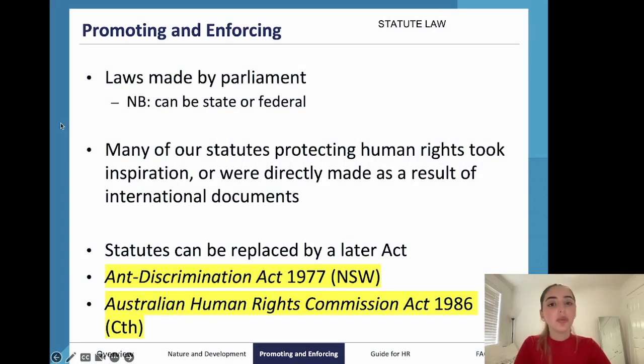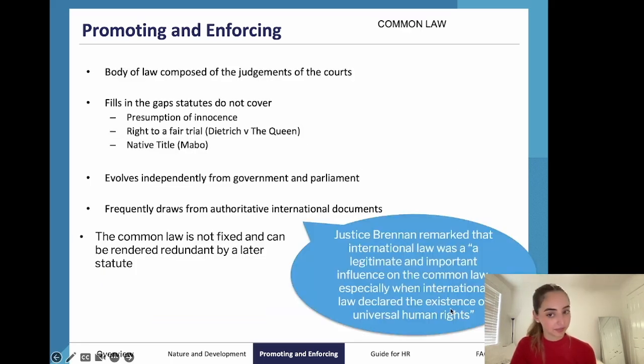Statute law now, moving on from the Constitution and how that protects human rights. Statute law also protects human rights by literally defining the human rights and saying that they cannot be breached, okay? Things like the Anti-Discrimination Act 1977 and the Australian Human Rights Commission Act 1986.